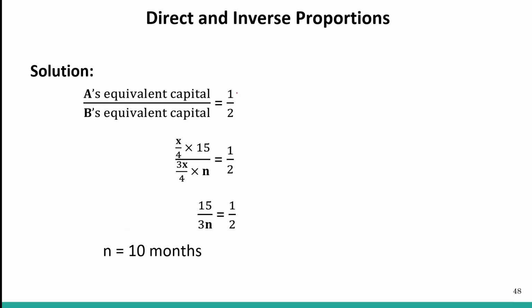So A's equivalent capital is equal to 1, B's equivalent capital is equal to 2. So x by 4 into 15 by 3x by 4 into n is equal to 1/2. So 15 by 3n is equal to 1/2. So n will be taking 10 ones.